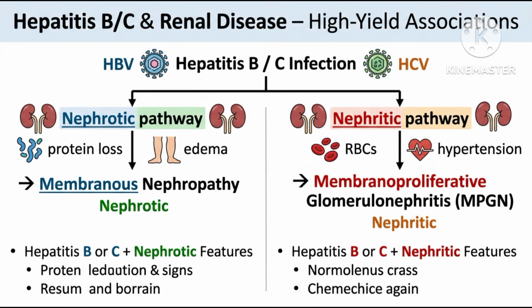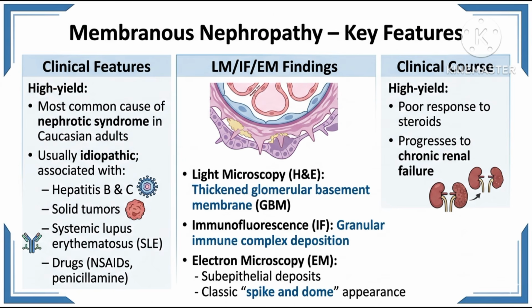Similarly, if you see a patient with hepatitis B or C infection with features of nephrotic syndrome, it will be membranous nephropathy. If you see a patient with hepatitis B, C infection with features of nephritic syndrome, then it will be membranoproliferative glomerulonephritis. Read this question stem.